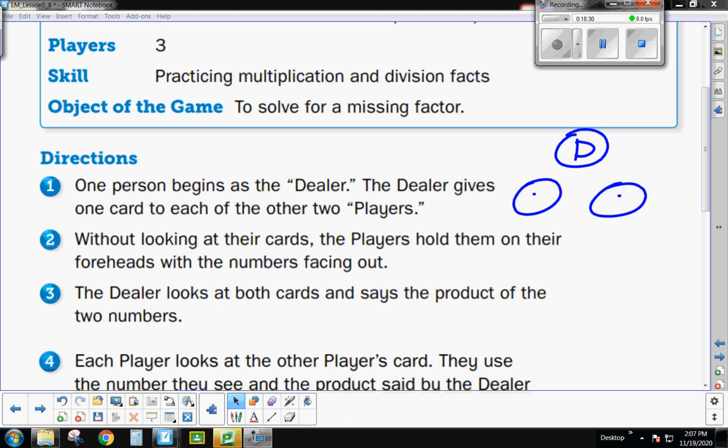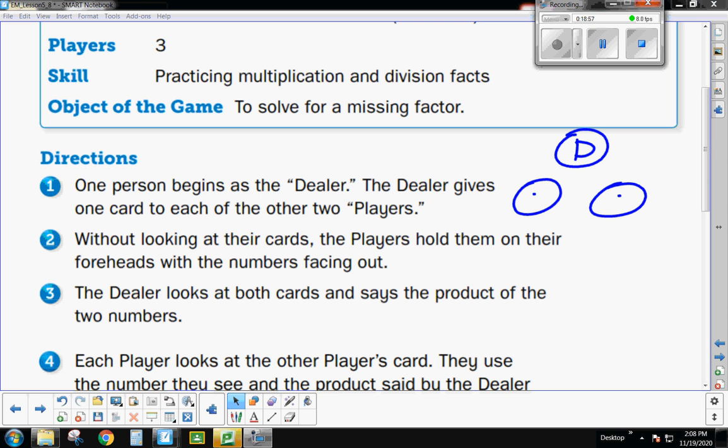All right, sorry, I had to pause the video for just a quick second, so I'm not sure exactly where I left off, but that dealer is going to deal cards to the other 2 players. Now, those other 2 players, they're going to immediately put the card on their forehead facing out, okay? You're not allowed to see your own card, so you have to have the card on your forehead, and you're not allowed to look at it. Now, you are allowed to look at the other person's card.